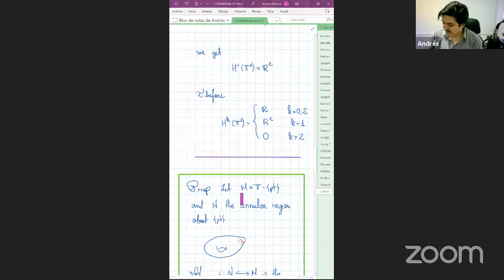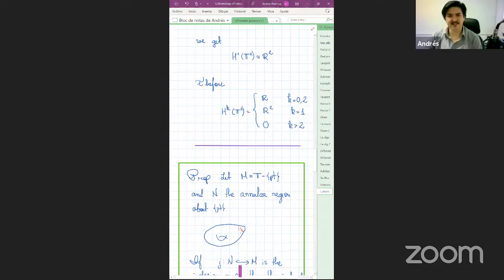So consider the manifold that is the torus minus a point. And then take N to be this punctured neighborhood here. So basically N is a disk minus the point that we are omitting. So N lies inside of the punctured torus, and I call that map J. It's the inclusion.